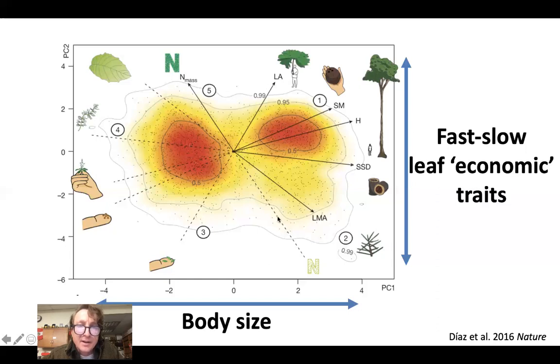But the variation in the vertical direction, up and down, reflects differences in what we call leaf economic traits: differences in nutrient content, leaf size, carbon allocation, and photosynthetic rates. Between body size and these leaf economic traits, which we'll get into more in some of the subgroups and also when we're in Peru, these are the traits that allow us to differentiate species in the vertical direction.